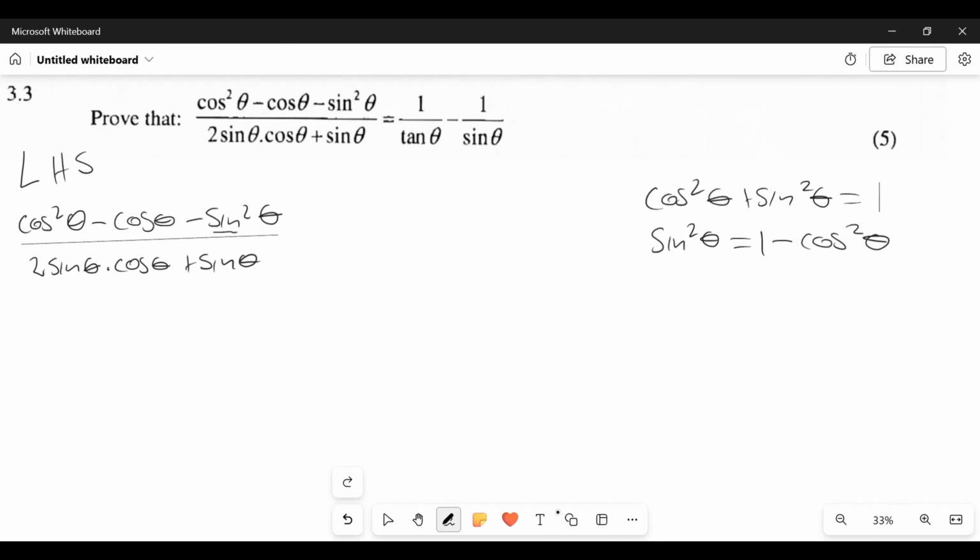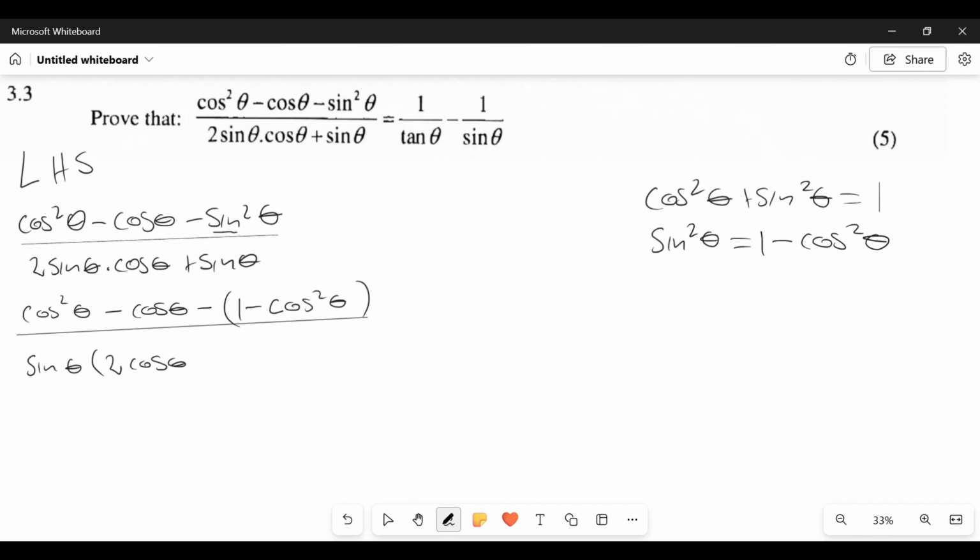So let's continue. On the numerator on top there, we're just going to continue to write cos squared theta minus cos theta minus, instead of writing sine squared theta, we're going to write 1 minus cos squared theta. On the denominator there, guys, we take out the common factor. As you can see, we have two terms there. So the common factor there is sine. If we take out sine theta, we'll be left with 2 cos theta plus 1.